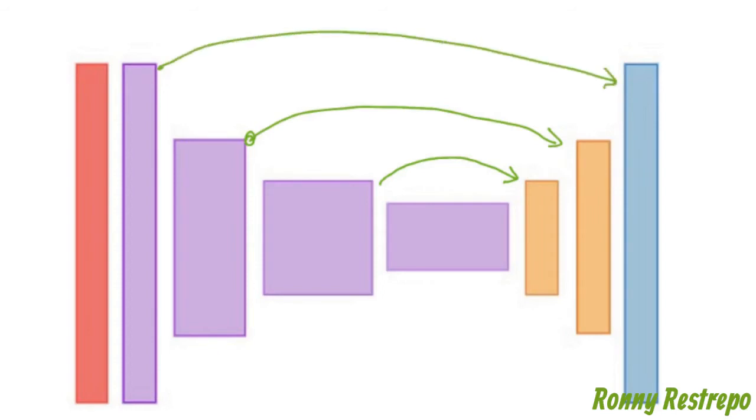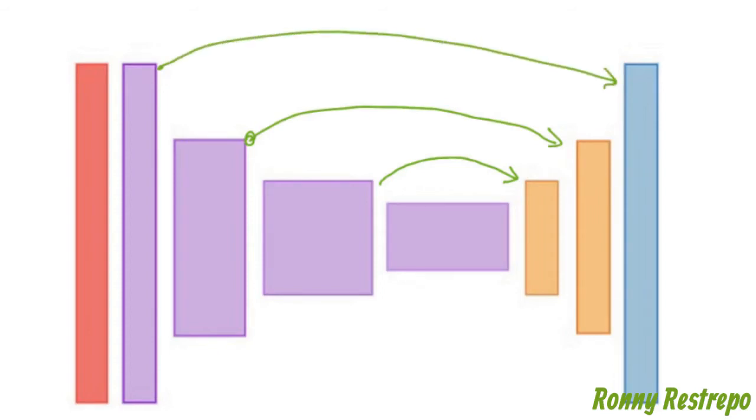For this reason, it is quite common for segmentation models to pass some information from earlier layers directly into the upsampling layers later on in the network. So for instance, this layer here might pass information to that layer there, and this layer here might pass information to that layer there, and this one might pass information to that layer there.